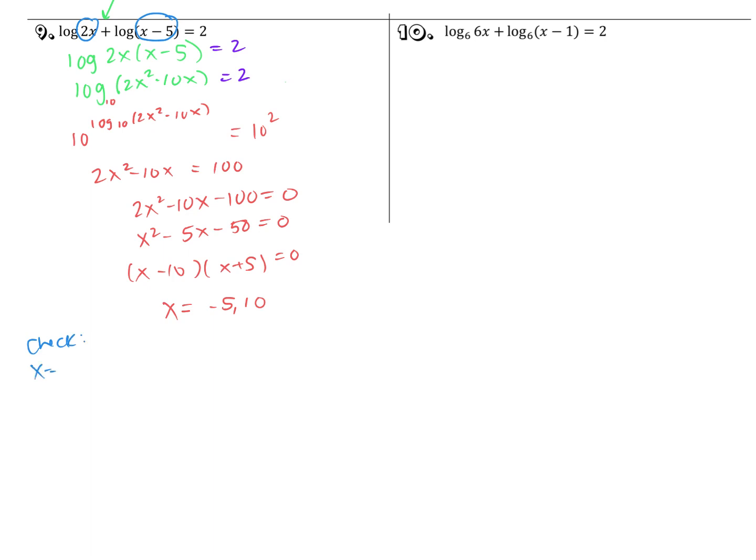So let's start with x equals negative 5. That's going to give me log base 10 of 2 times negative 5, 2 times negative 5, that's not going to work. So x equals negative 5 is not going to work because I'm going to have a negative inside my first logarithm and inside my second. So now I'm going to check x equals 10, log base 10 of 2 times 10, which is 20, plus log base 10 of 10 minus 5, which is 5. We have positive numbers here. These can simplify with multiplication, and this is going to work out nicely. So the only solution is going to be x equals 10.